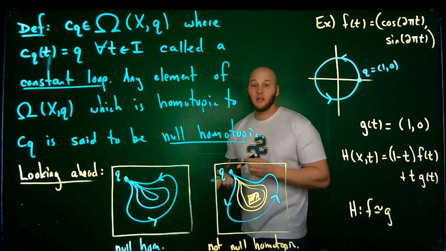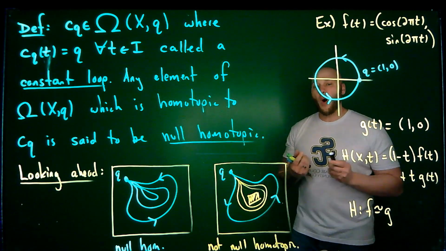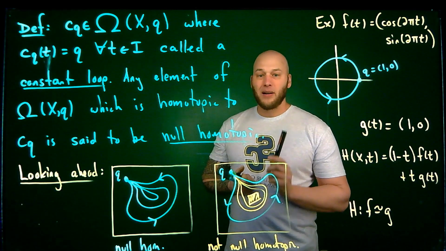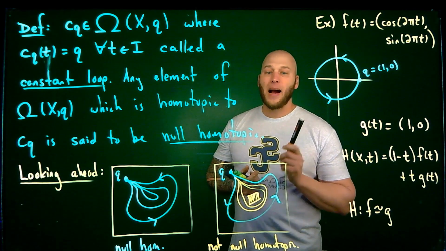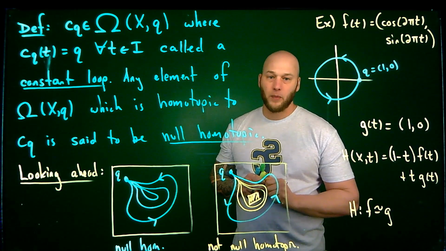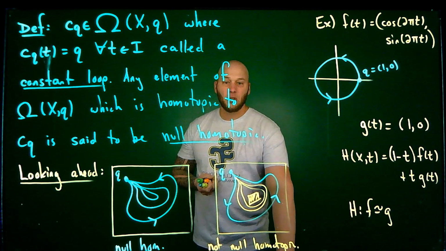So right here, this already gives me an idea of why these things are important. Loops that are not null homotopic are actually going to detect holes in a topological space. Okay, let's go ahead then and show you some other things here.